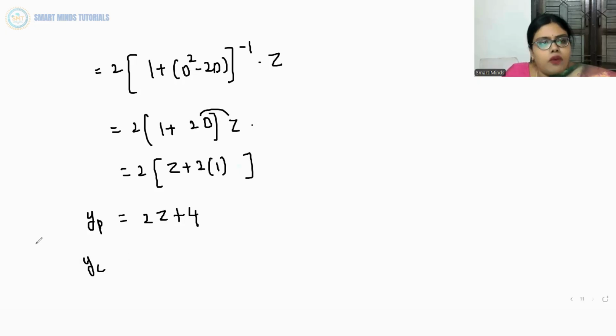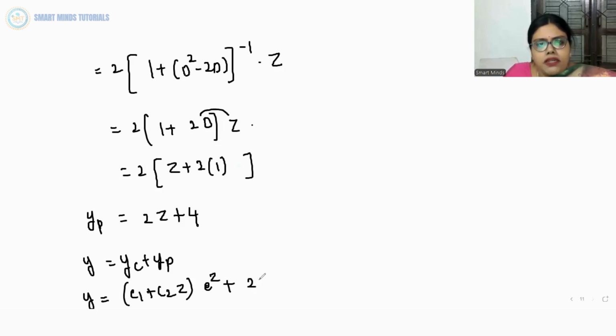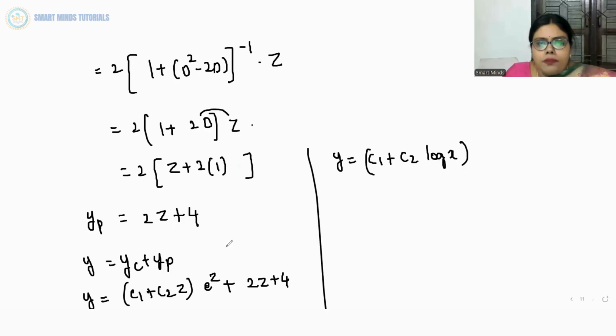And yc, what is y? The general solution is yc plus yp. So y is equal to, what is the complementary function? C1 plus C2 z into e power z. And what is the particular integral? 2z plus 4. So y is equal to C1 plus C2, z is log x, so we will write log x, into e power z is x, plus 2 into z is log x, plus 4. This is the final answer.